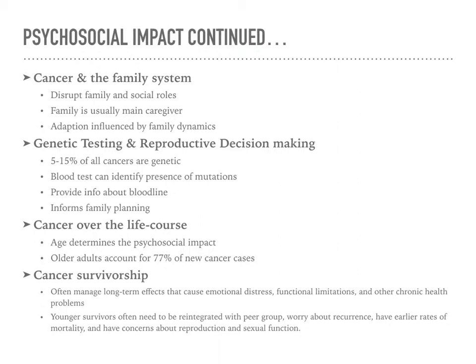So it can impede the resolution of normal developmental tasks, such as individuation from caregivers, identity development, and building intimate friendships. And then older adults, on the other end of the spectrum, account for 77% of new cancer cases, and they, of course, are going to have a different experience with it. They're more likely to have a concurrent chronic illness, such as cardiovascular disease, which can further their psychosocial distress. And chronic illness later in life, according to our text, is associated with increased pain, depression, and mortality, and with a lessened quality of life.